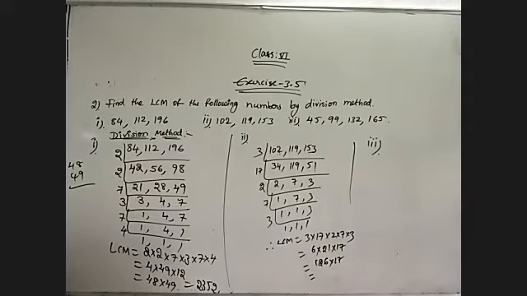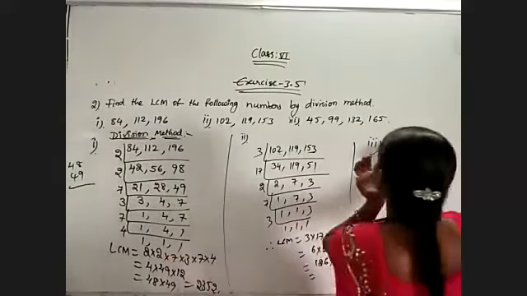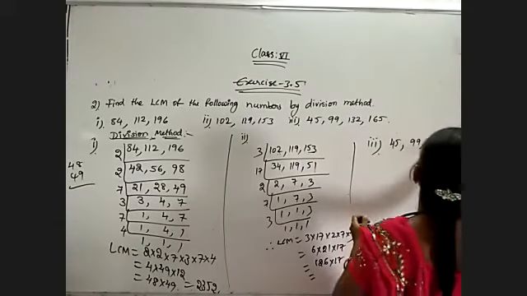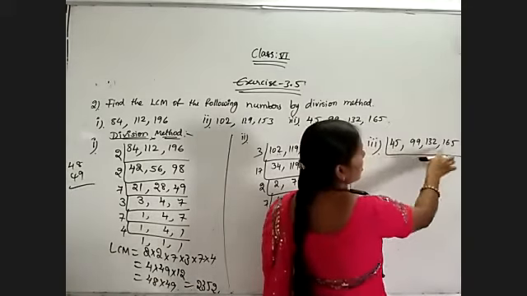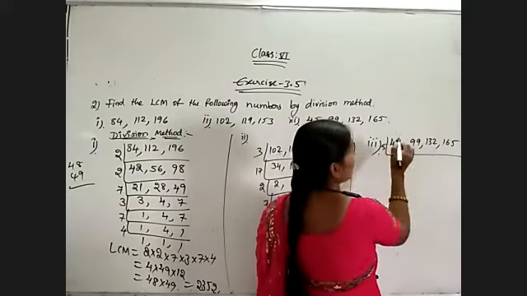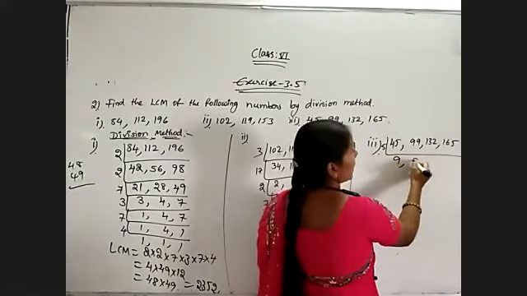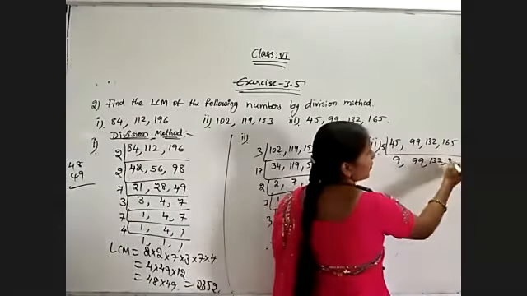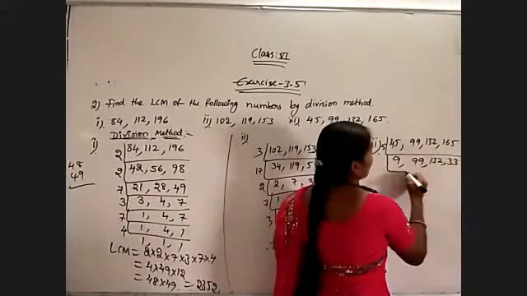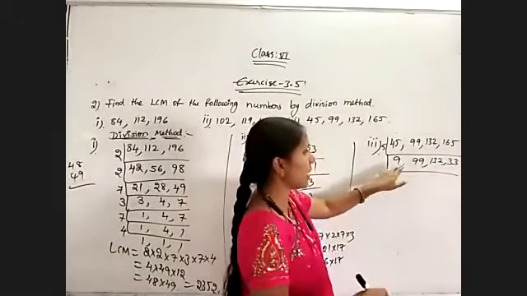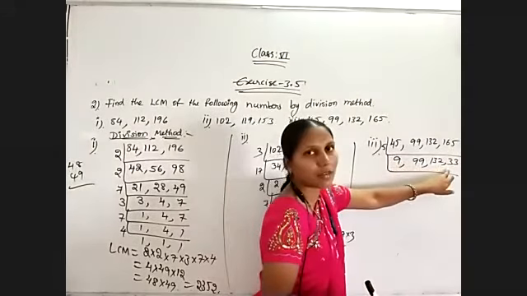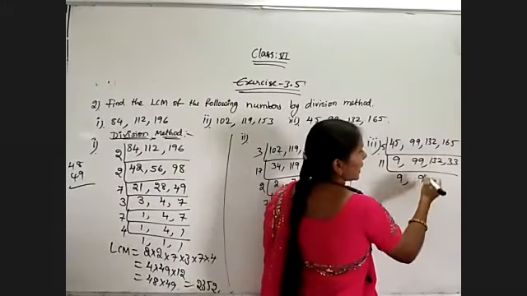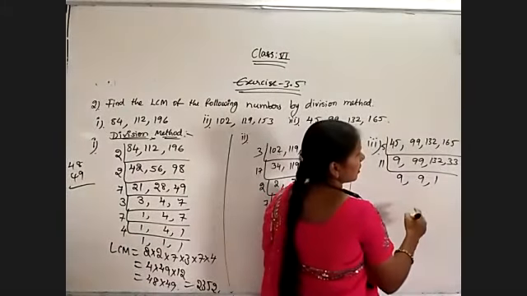Now coming to the third problem. So use the division method: 45, 99, 132, 165. Do the division. Here these two numbers will cancel in 5 tables, so I am using 5 tables. 5 9s are 45, 99 as it is I am writing, and 132 as it is I am writing. 5 3s are 15, 5 3s are 15. So just observe all these numbers, except 45 and 165, 99, 132, 33 we will get in 11 tables. So 11 9s are 99, 11 1s are 11, 22.